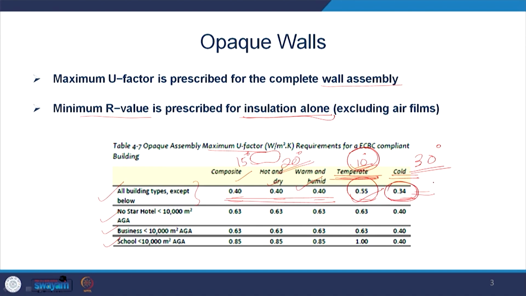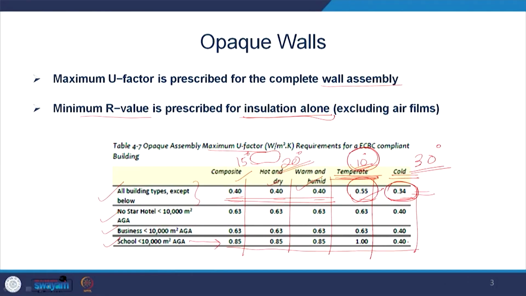With this we can see that different building types have different U values, where school buildings, which are going to be occupied largely during the day, have been provided with the most lenient values, but the variation from climate to climate remains the same.